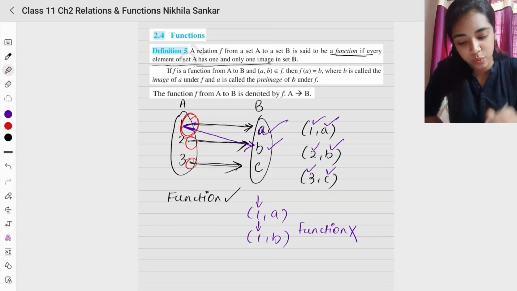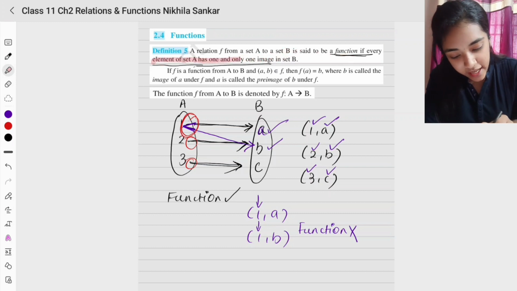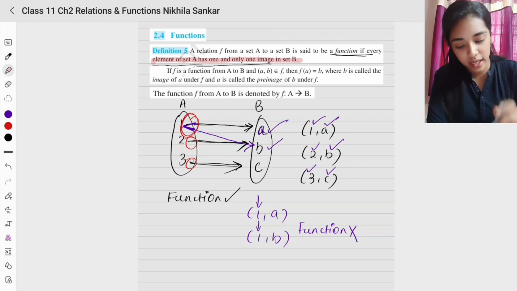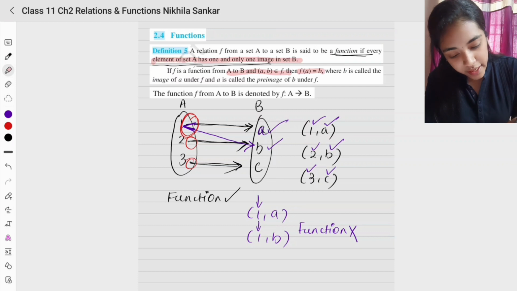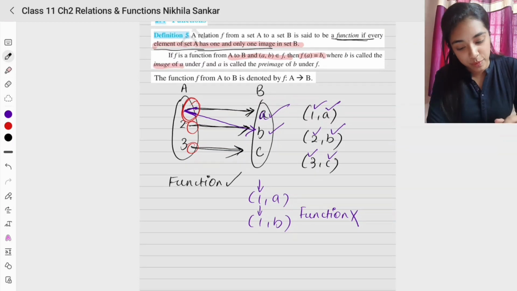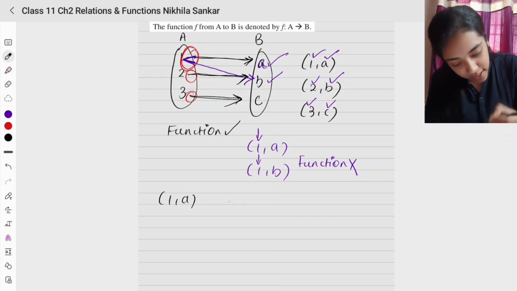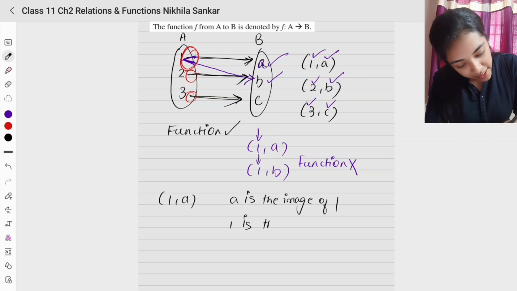We'll just go through the definition once. The relation f from a set A to a set B is said to be a function if every element in set A has one and only one image in set B. Okay, understood? If f is a function from A to B, (a, b) belongs to f, f(a) equals b, where b is called the image of a. And the other way around, a is the pre-image. If you have 1, A is the image of 1, which means 1 is the pre-image.